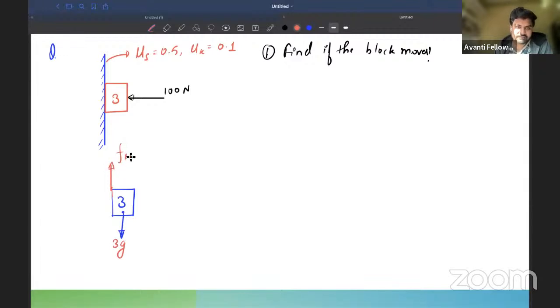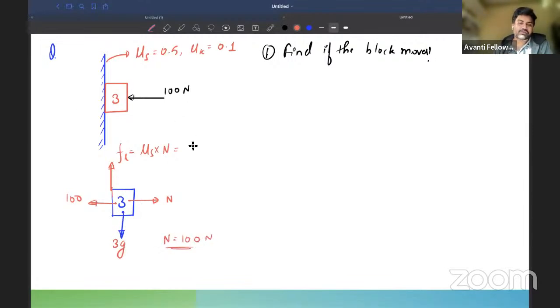How much can it apply? Let us find limiting friction. Limiting friction is mu static into normal. In this case, normal will be away from the surface, so normal will be in this direction. And somebody is pushing with 100, so the surface will also apply normal. So normal here is equal to 100 newtons.